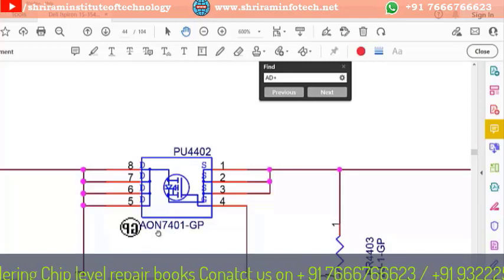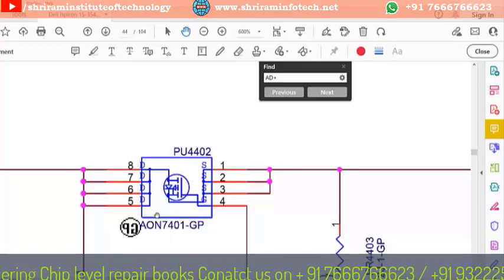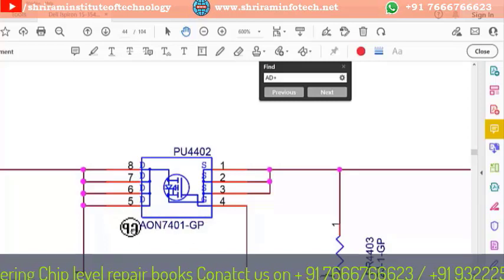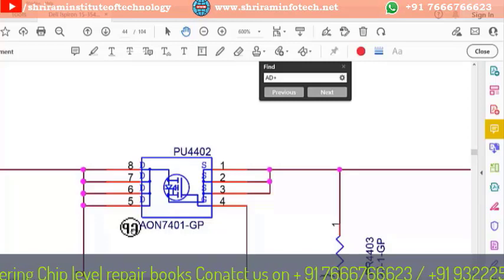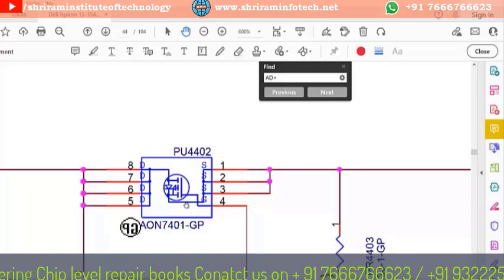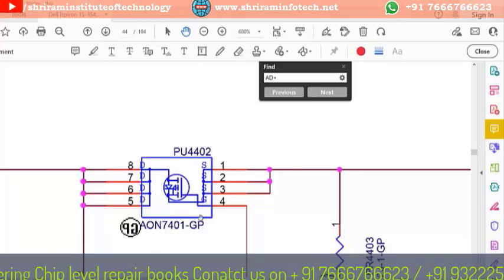Remember these two things are very different. This is called the location number and this is called the MOSFET number. The MOSFET number is mentioned on the backside of that particular MOSFET. Remember that, and the symbol indicates whether this is a P-channel MOSFET or an N-channel MOSFET. So you have to memorize all the symbols.